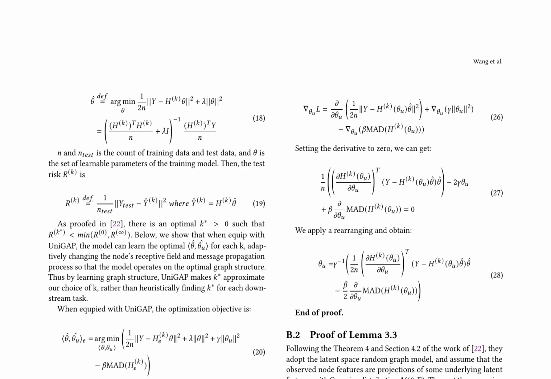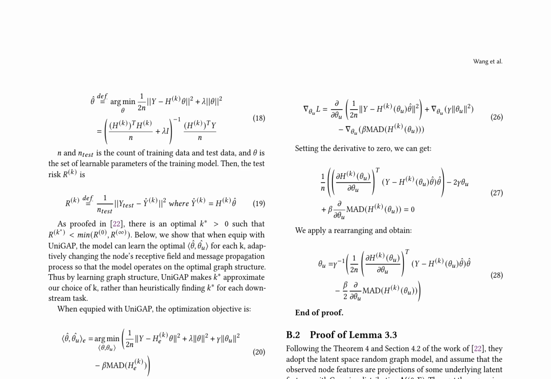Graph neural networks, GNNs, rely on optimal graph structure to excel in downstream tasks. To achieve this, Wang et al. present UniGAP, a method for learning the optimal graph structure for GNNs, specifically for message passing. Their approach approximates the optimal message passing parameter, k, allowing GNNs to operate on the optimal graph structure. The authors start by defining test risk, R_k, which measures the GNN's performance on unseen data as the mean squared error between predicted and actual values. An optimal k operator is known to minimize this risk.